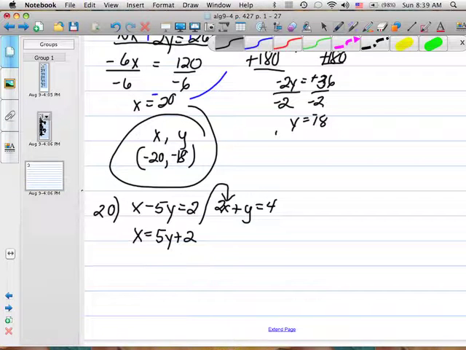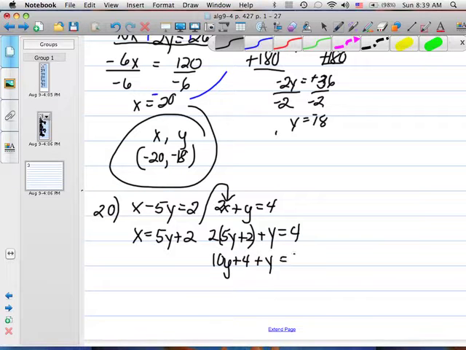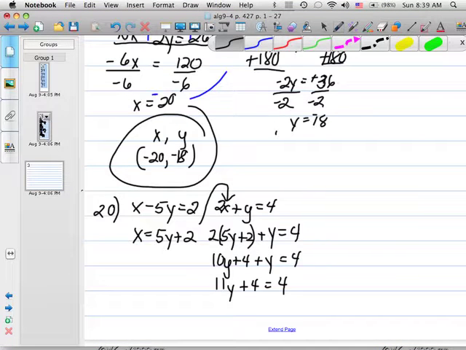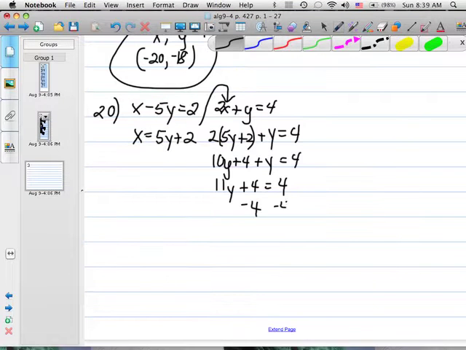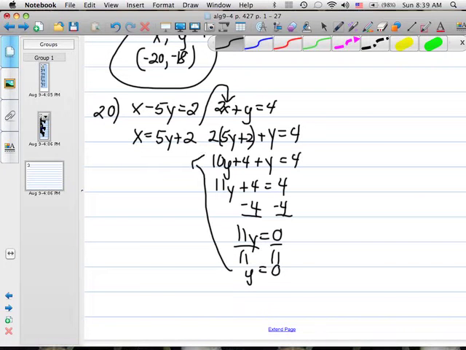Plug it in. So 2 times 5y plus 2 plus y equals 4. So I get 10y plus 4 plus y equals 4. Collecting like terms, I have 11y plus 4 equals 4. Subtract 4 from both sides, and I get 11y equals 0. Divide by 11, and y is 0. Plugging that back in here, 5 times 0 plus 2 equals 2. So my ordered pair is x, y, and it's 2, 0.